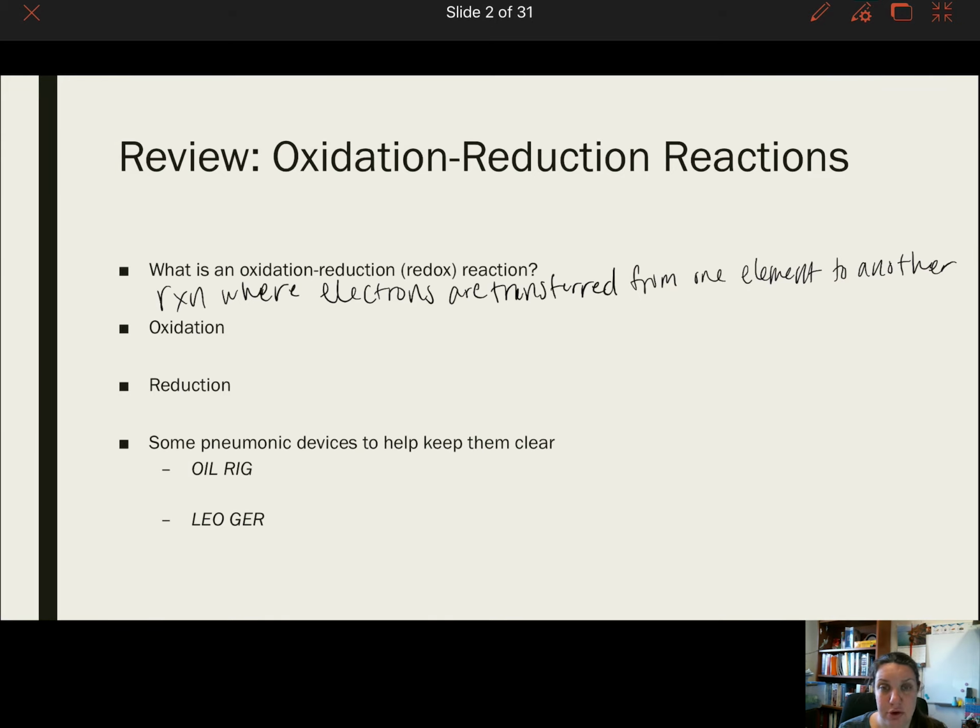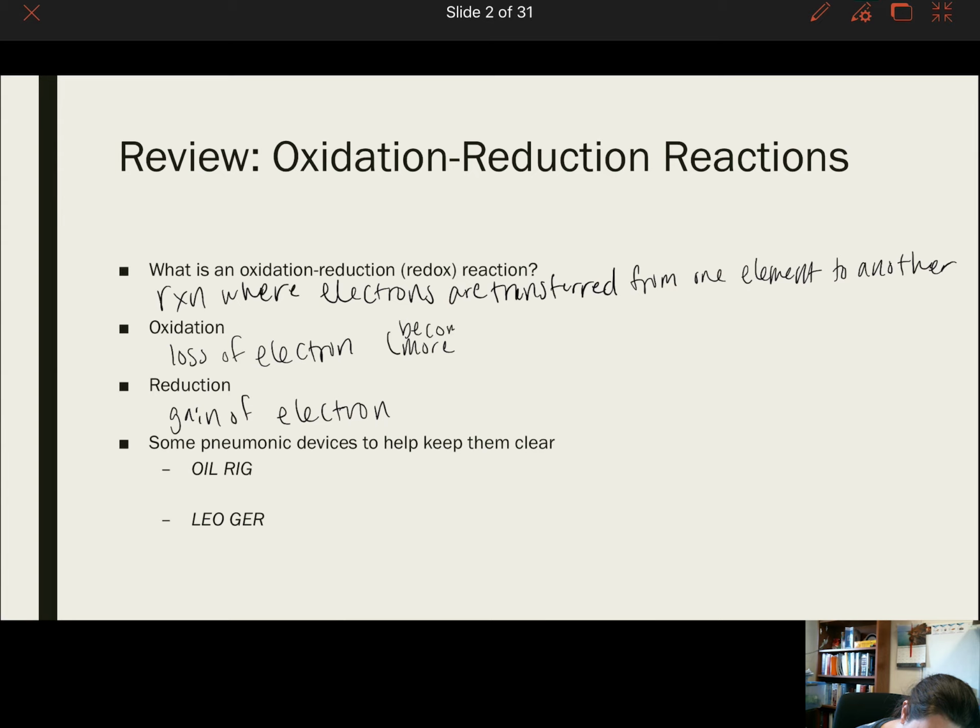We have the two parts of our redox reaction, the oxidation, which is our loss of electrons, and our reduction, which is the gain of electrons. With oxidation, when an element or ion loses electrons, it becomes more positive. And when a species, an element, gains electrons, it becomes more negative.